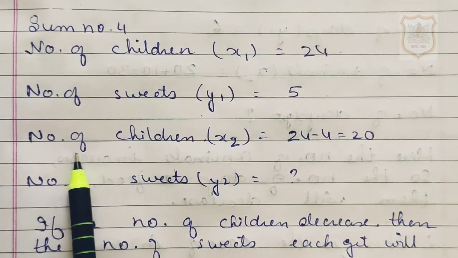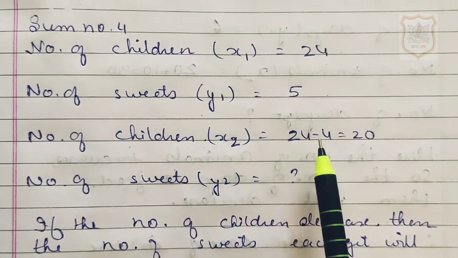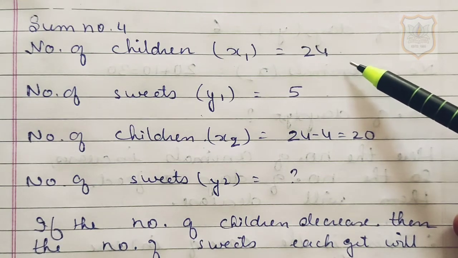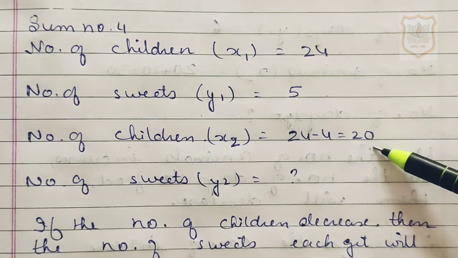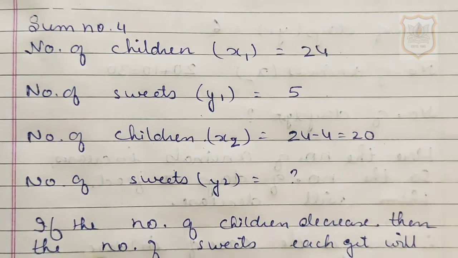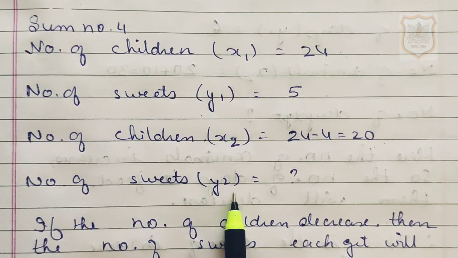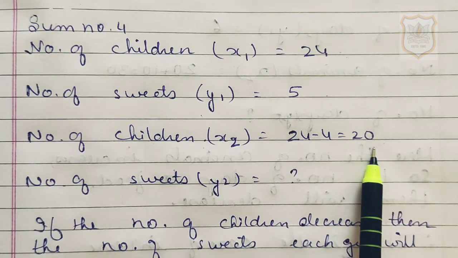And if the number of children is reduced by 4, that is, the number of children x2 is equal to 24 minus 4. Previously there were 24 children, and if we reduce the number by 4, 24 minus 4 will be 20. Now the number of children x2 is 20, and the number of sweets we have to find out, that is y2. We have to find out how many sweets each child will get if the sweets are divided among 20 children.